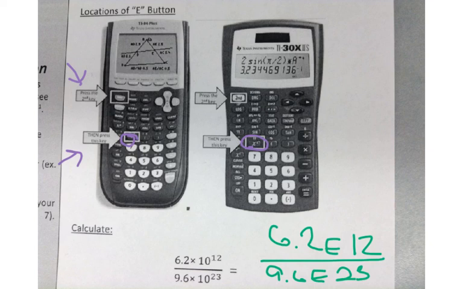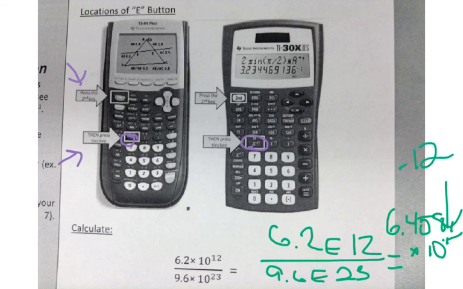And then when you press enter, what you should get is 6, and this is rounded, 6.458 times 10 to the negative 12th. That should be a negative 12. If you did not get this, try it again. Make sure you just do those E buttons. But if you did it correctly, you should have gotten, once again, 6.458 times 10 to the negative 12th.